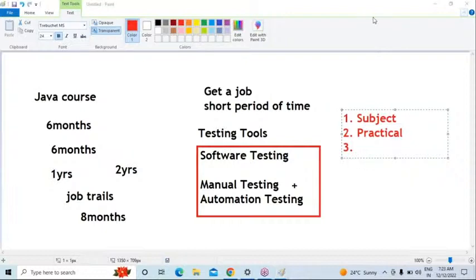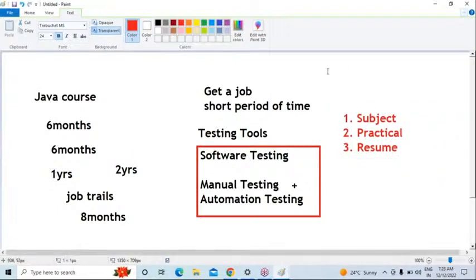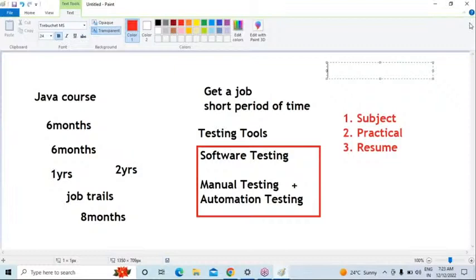Fine. So the next thing is very important. We need to place a resume. So where do we have to place the resume? In Naukri and Monster, we have to place the resume. That is the major thing we need to focus on. How the resume will be shortlisted, on what basis they are going to be shortlisted, we need to understand.